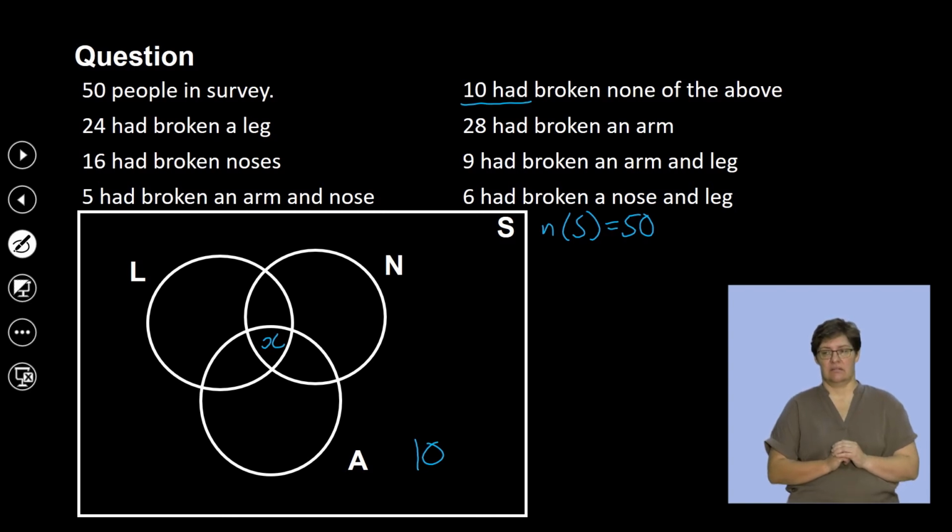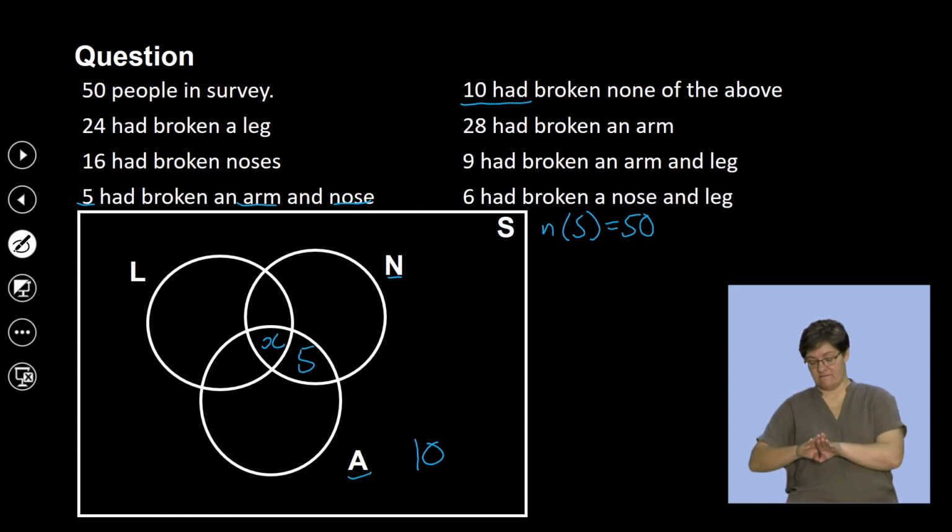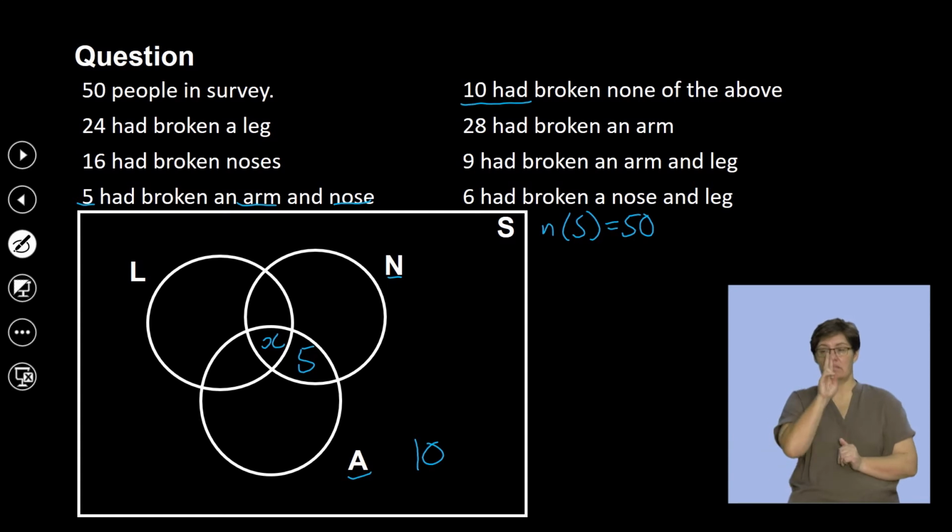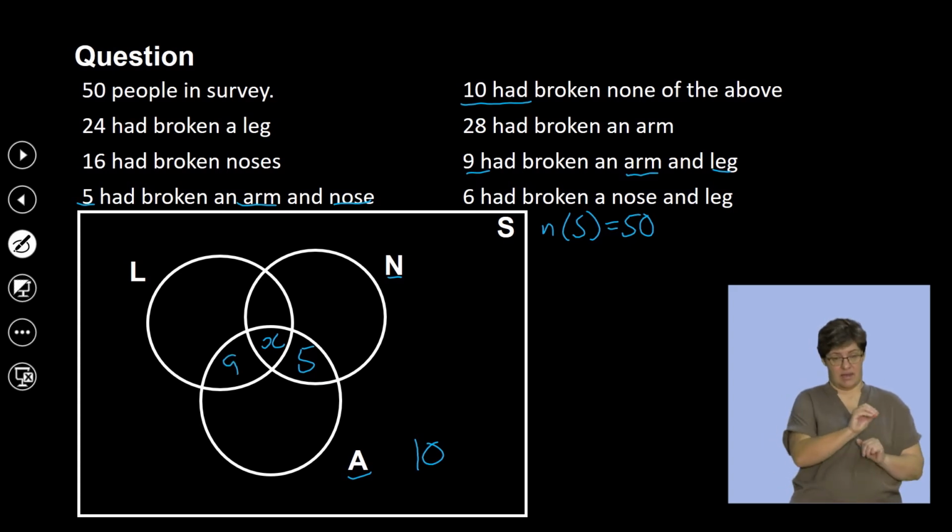Now, my approach to finding the others is to recognize that if you can look at the intersection of two things, you can add those in quite easily. So we recognize that 5 had broken an arm and a nose. So where we see nose and arm, we can put a 5 into that space. We recognize that 9 had broken an arm and a leg. So an arm and a leg, we're going to put 9 into that space.